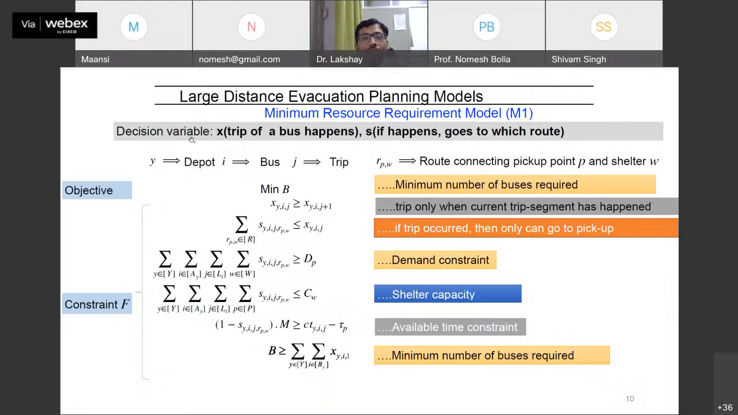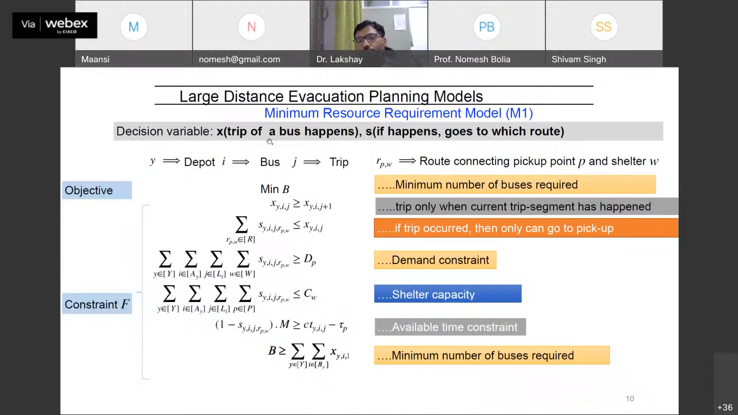You can see here the decision variable is something you have to find out. The X and S mean that suppose I have to find the minimum number of buses, then I am assuming that I have plenty of buses. You can assume anything, 1 million buses, 1,000, 2,000, any number. Then I have to find the minimum resource, that is, out of those buses, what is the minimum number of buses that I should use?